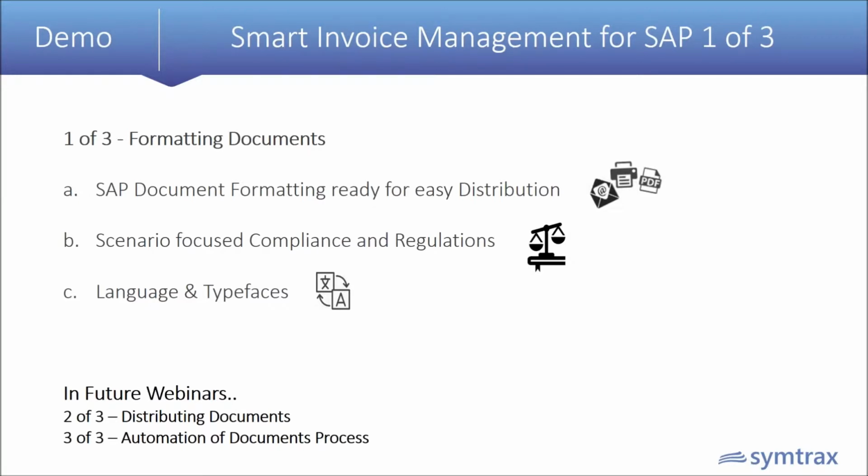So that's sort of the presentation done. What I'm hoping to do as part of this series is cover off three key elements within our Compleo Suite solution. The first is formatting the documents. Then, as you can see in the bottom, in future webinars, distributing those documents, and then the automation of the document process. So the elements I'd like to highlight today is clearly getting an SAP document, formatting it, and then allowing it to be easily distributed.